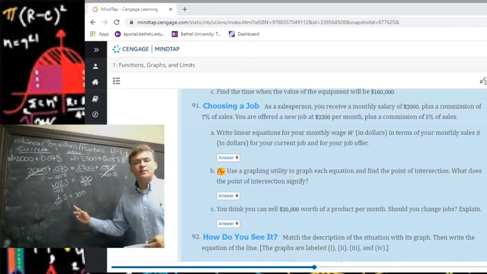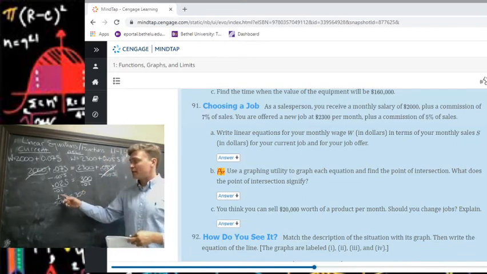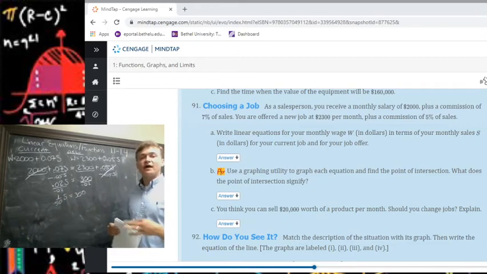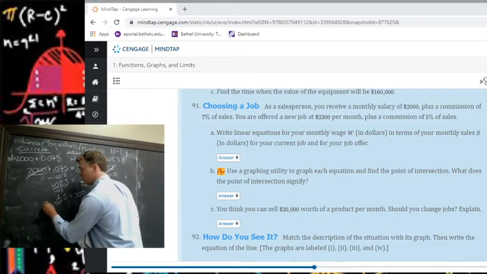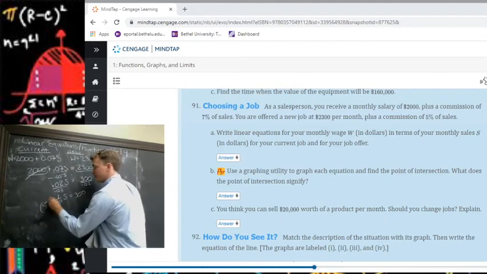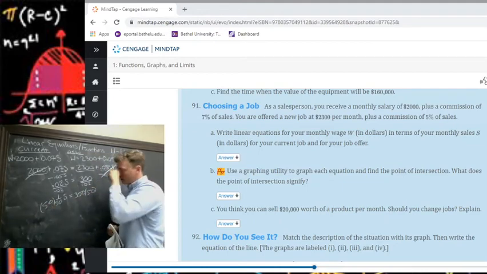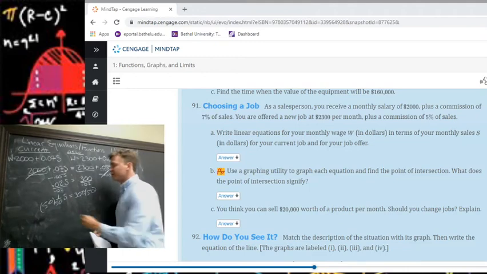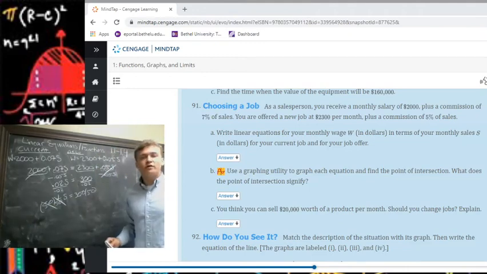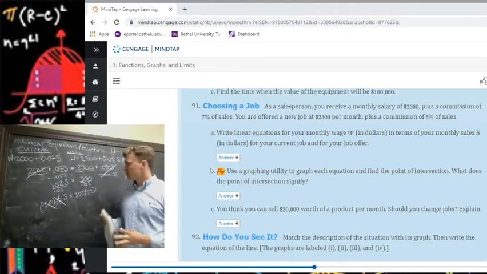And if I wanted to get S by itself now, since I'm multiplying by 1 over 50, I can get rid of that by multiplying by 50. And as you see here, 50 times 1 over 50, well, that's just 1. 1 times S is just going to give us S.